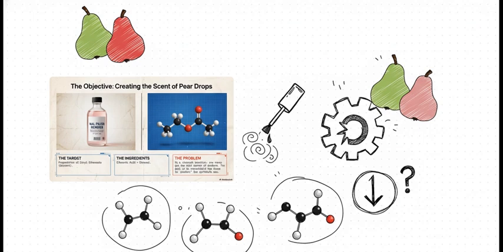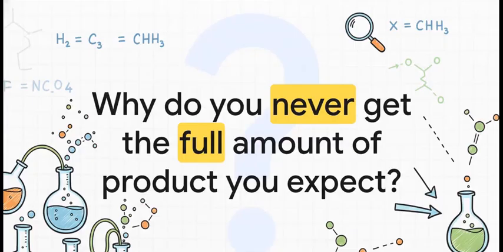There's a fundamental problem that haunts just about every chemical reaction. And that leads us to the central question of our whole investigation. Why is it that in the real world of chemistry, you never get that perfect 100% of the product you were supposed to make? Where does the rest of it go?